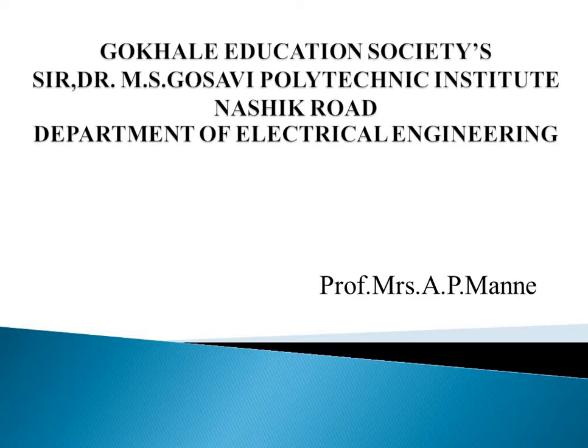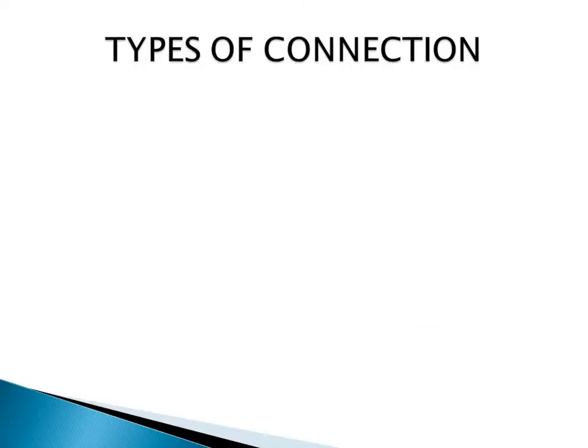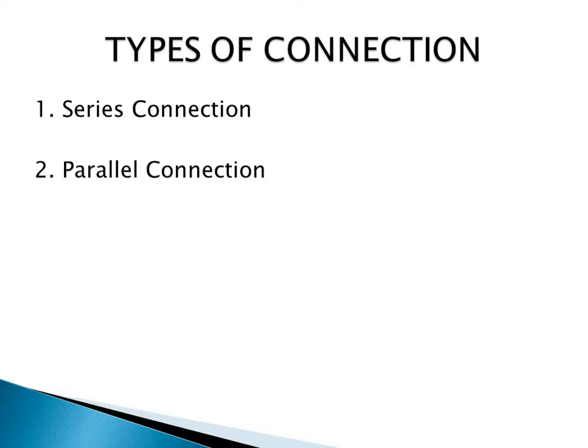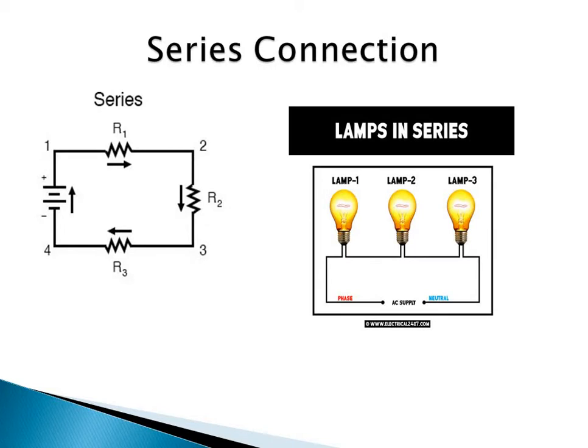In this video, we will discuss types of connection. When there are two or more electrical devices present in a circuit with an energy source, then they can be connected in series connection or in parallel connection. Now we will see series connection in detail.